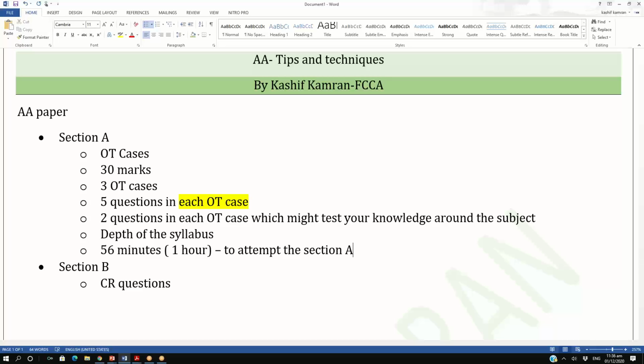Now, when you move from section A and you come to section B, which are constructed response questions, we know that constructed response questions consist of 3 questions, right? Question 1 in the constructed response area is worth 30 marks. And the other 2 questions, question 2 and question 3, are worth 20 marks each.